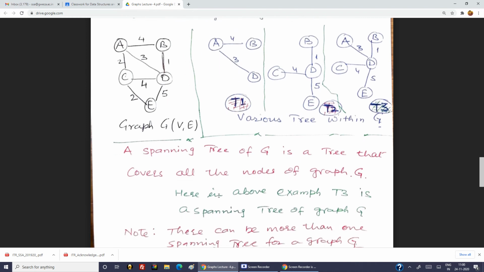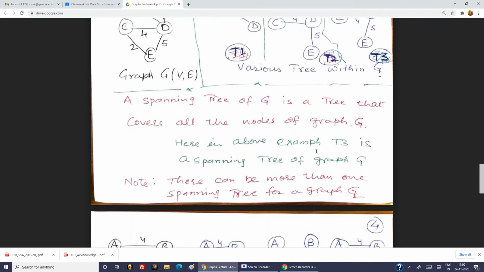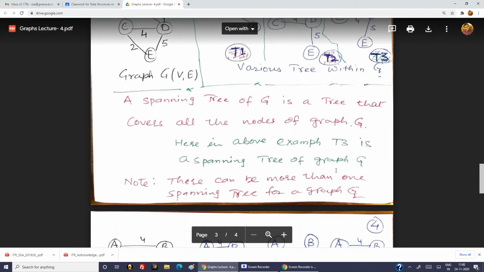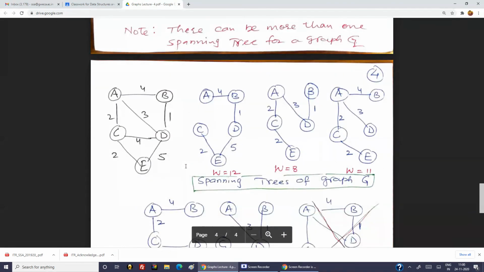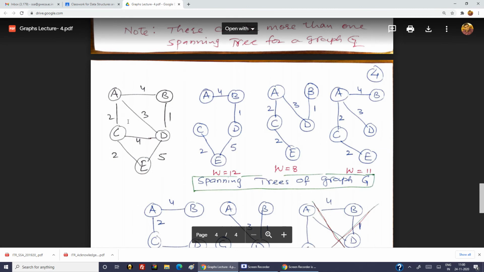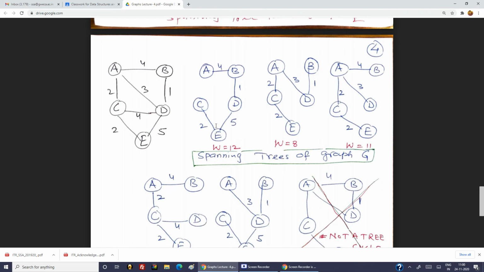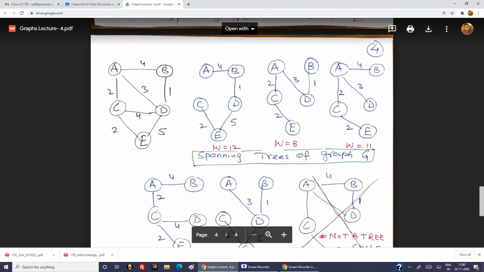So what is a spanning tree? It is a tree of graph G which is covering all the nodes. See, to become a tree, it is compulsory that there is no cycle. If there is a cycle, then it is not a tree. And if not a tree, then obviously not a spanning tree. So here in our example, T3 is a spanning tree of graph G. There can be more than one spanning tree of a graph. So you can see here in this graph, I have put some weight also. So this is a weighted graph. I can find many spanning trees. This is a spanning tree. This is also a spanning tree of this graph. This is a spanning tree of this graph.